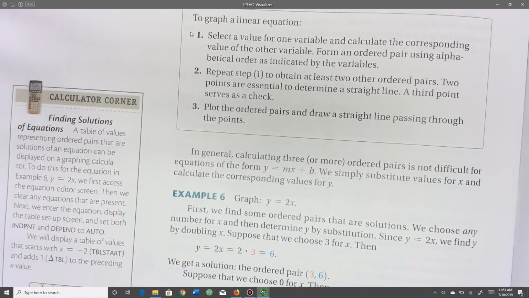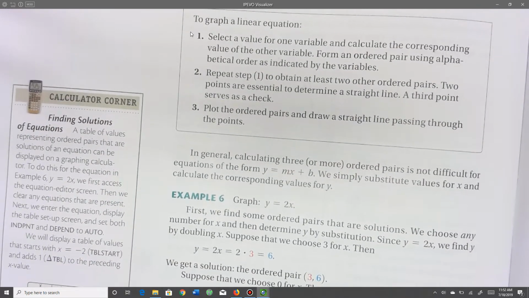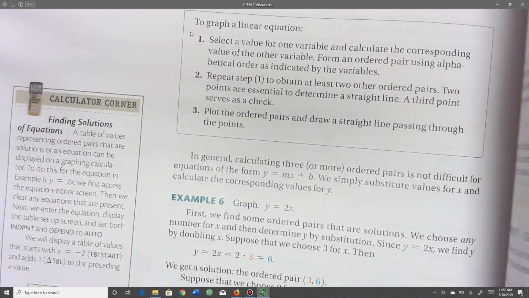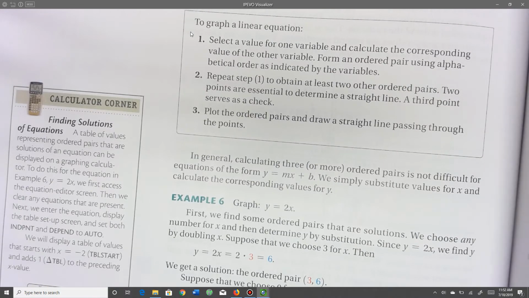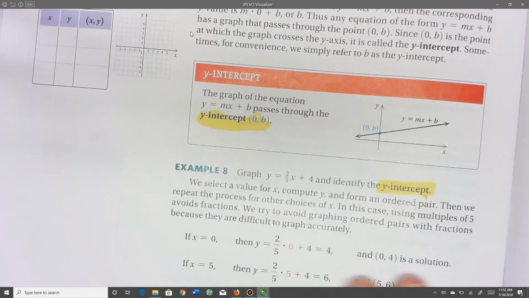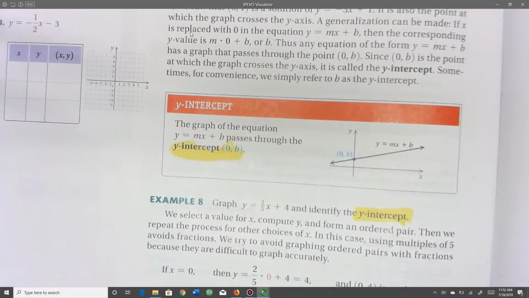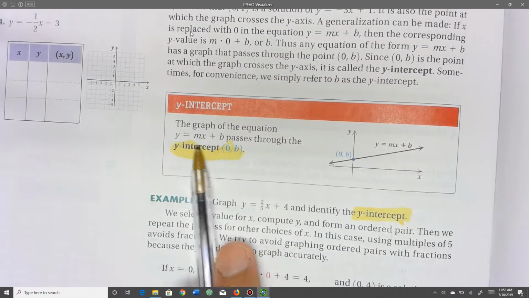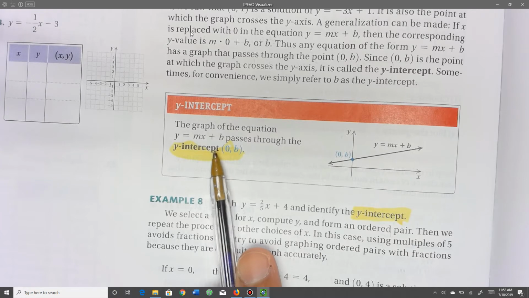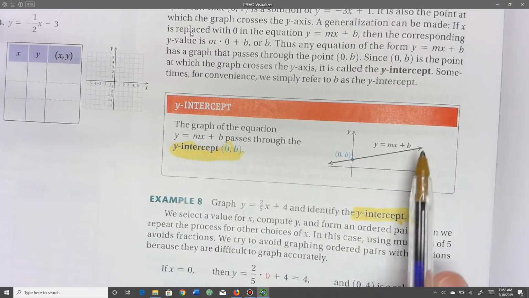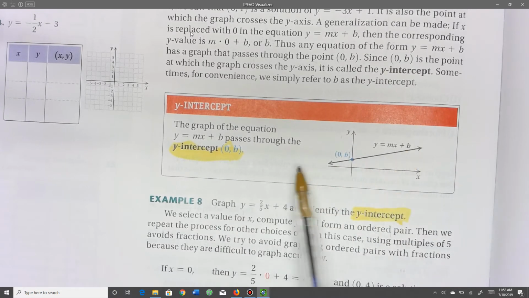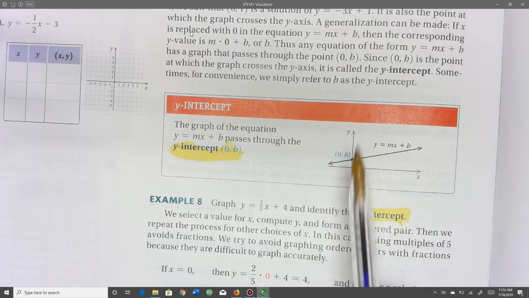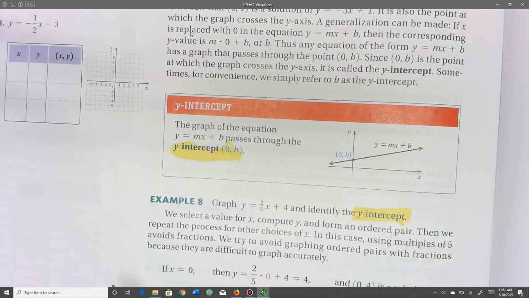All right. Let's see what else. Exercise. All right. Y-intercepts. We learned about the y-intercept. What is a y-intercept? It's just, for the line, the point where your graph crosses the y-axis. That's basically what it is.